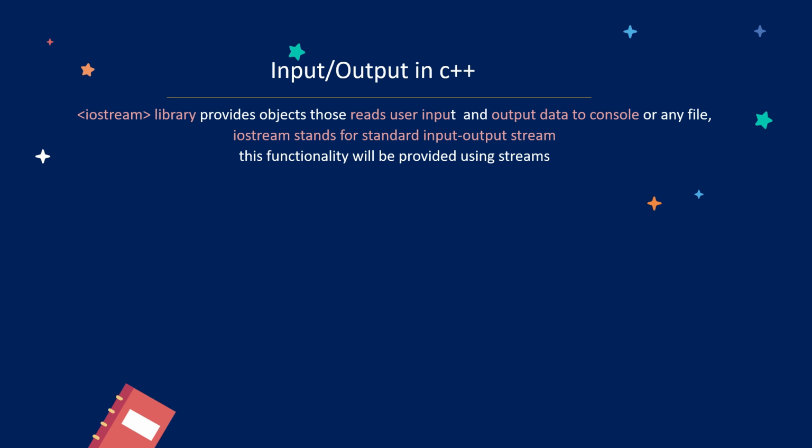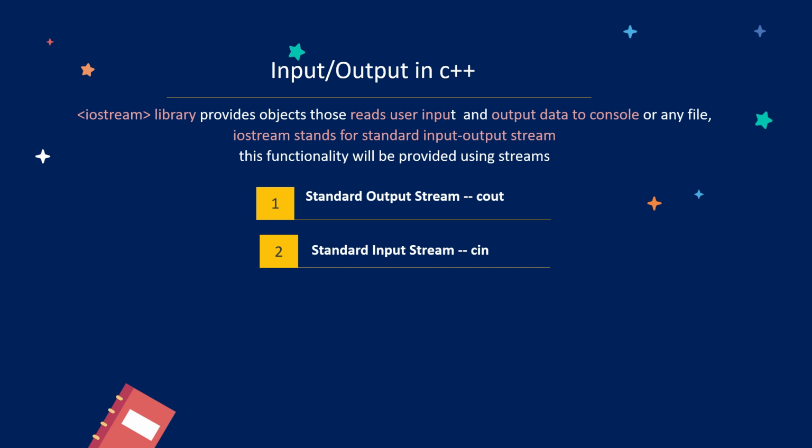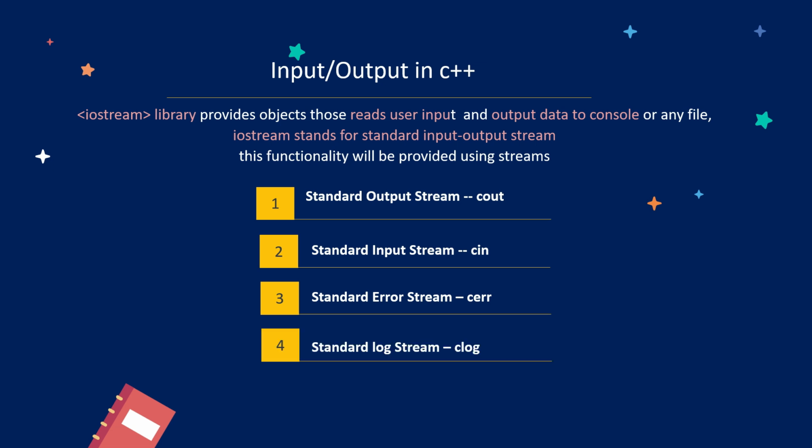So what is this iostream? iostream stands for Standard Input and Output Stream. This iostream library provides many functionalities to us, but we are going to cover the main four functionalities in this topic. Those are the standard output stream, that is cout. We have used it multiple times in our programs till now. The second one is the standard input stream, which is cin. Then the standard error stream, cerr, and the standard log stream, that is clog. So let's learn one by one.